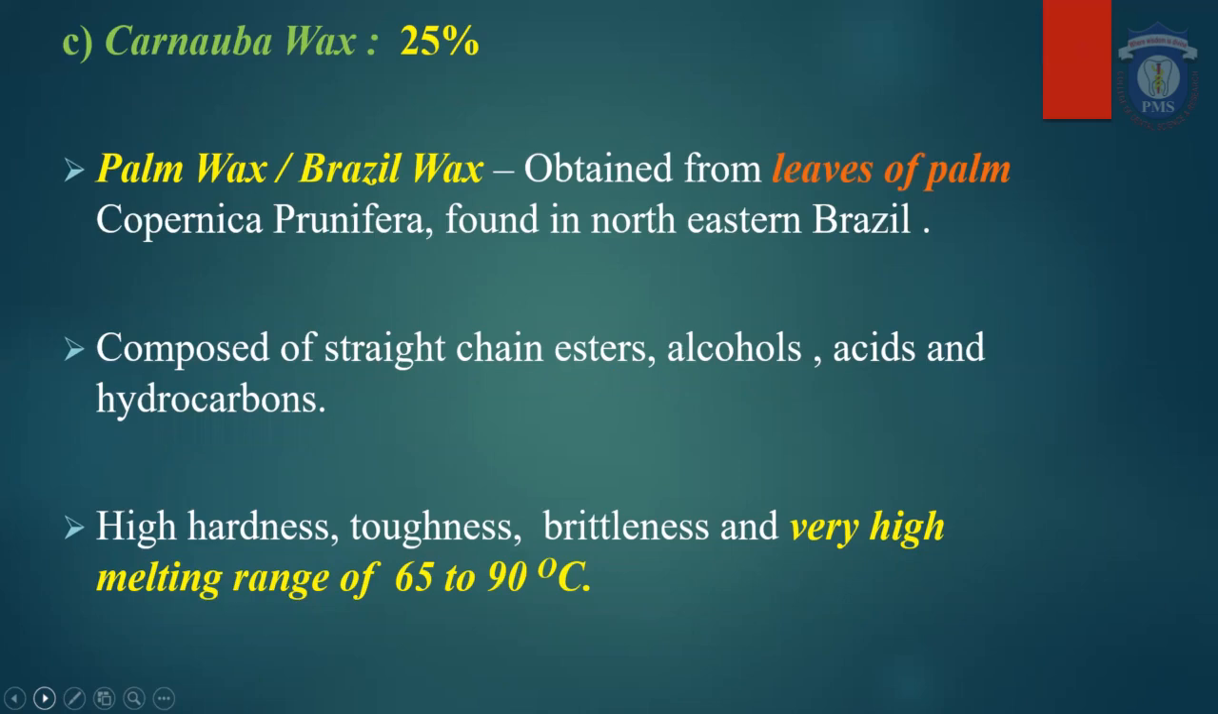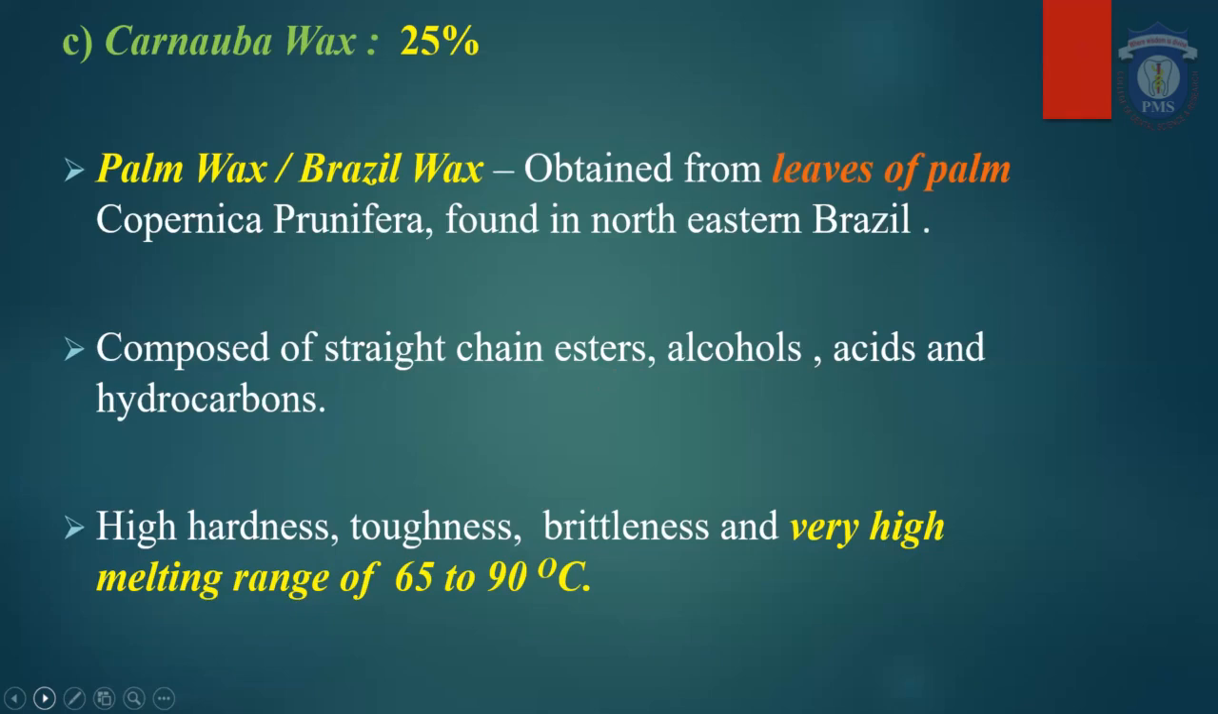So now another major component is the carnauba wax. Up to 25% is added. Now carnauba wax, or palm wax or Brazil wax, is obtained from the leaves of the palm Copernicia prunifera, that is found in northeastern Brazil. These are also composed of straight chain esters, alcohols, acids, and hydrocarbons.